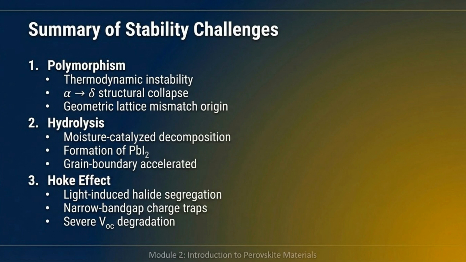In the next part of this lecture, we will explore how compositional alloying, interfacial engineering, and dimensional confinement are used to combat exactly these structural weaknesses.